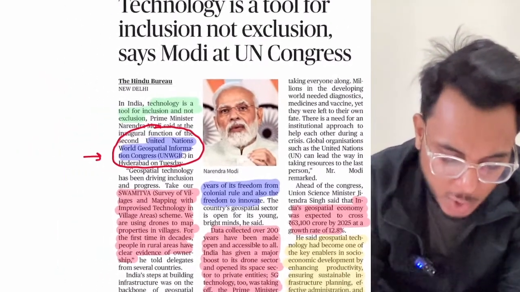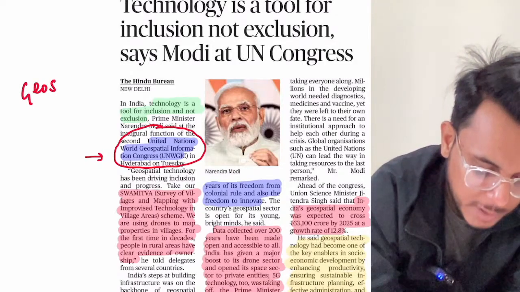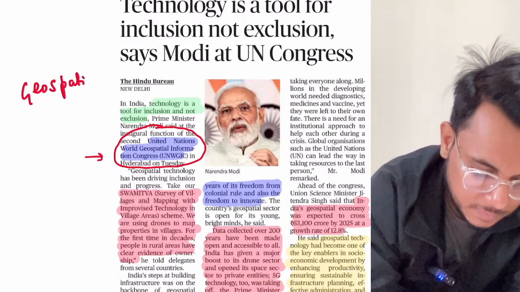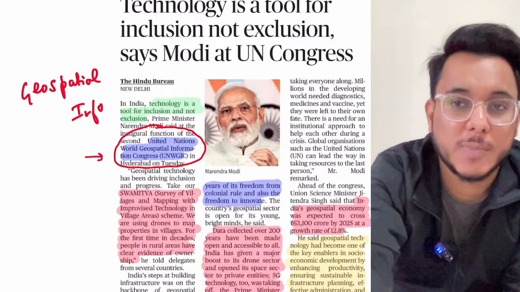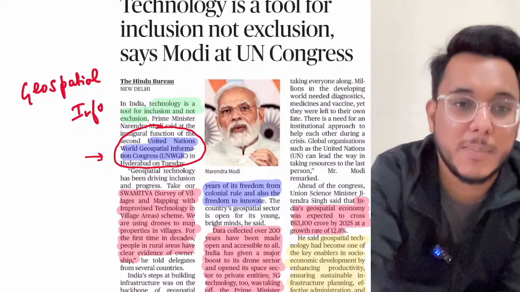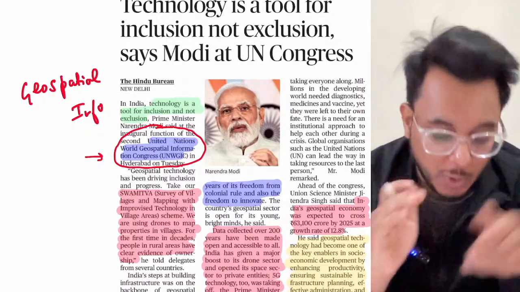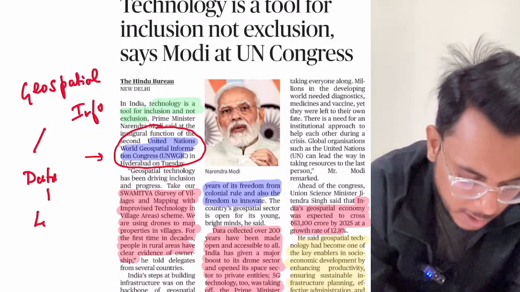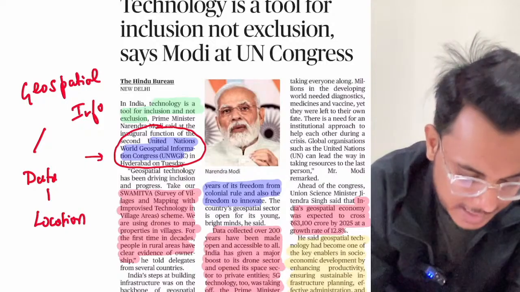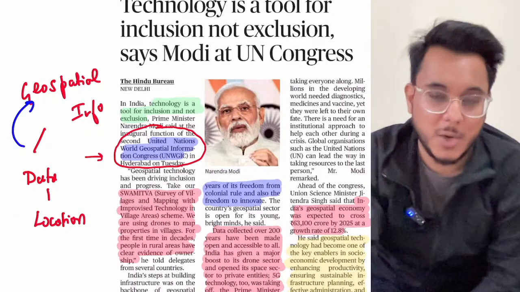First of all, what do you mean by geospatial information? Geospatial information simply means the information or the data that is associated with a particular place, a particular location. It is called geospatial information. Are you getting it or not?